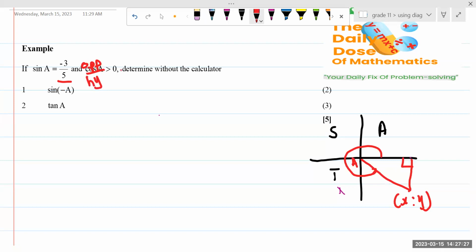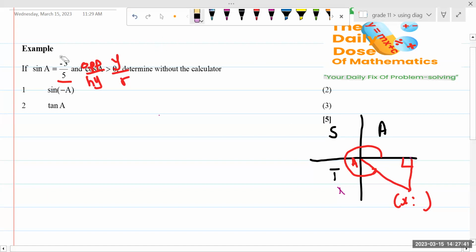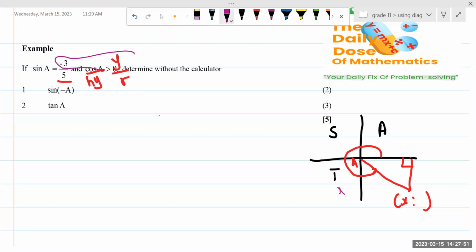Now, what is the opposite? Opposite, we can say that is y. Our hypotenuse side is going to be r. Then from here onwards, we can say, okay, we have y. Y is the one which goes with the numerator, and then r is the one which goes with the denominator. So you can come and say, okay, this one goes with the numerator, it's going to be your y. And then this one here goes with your denominator here.